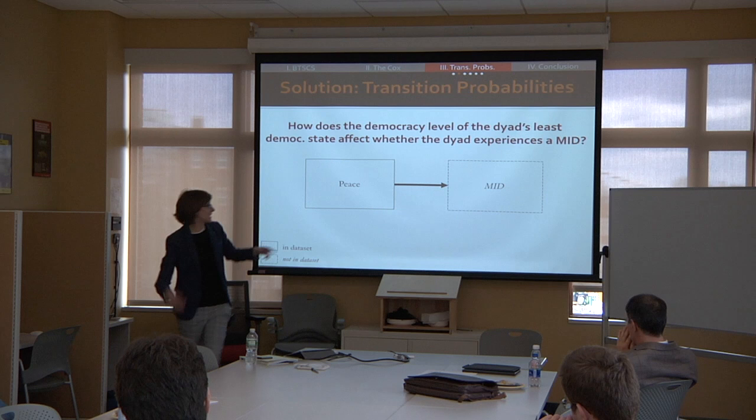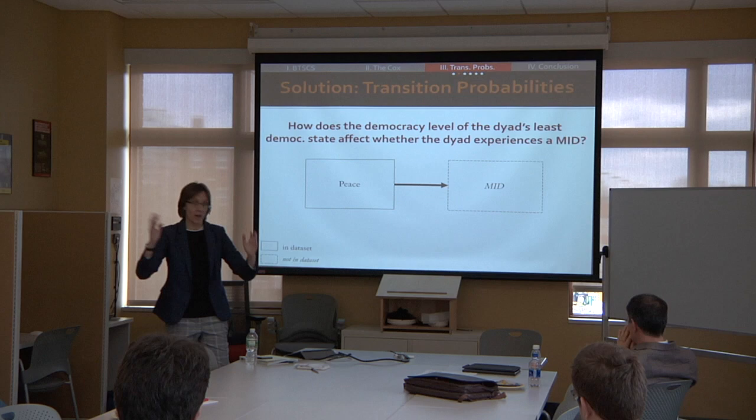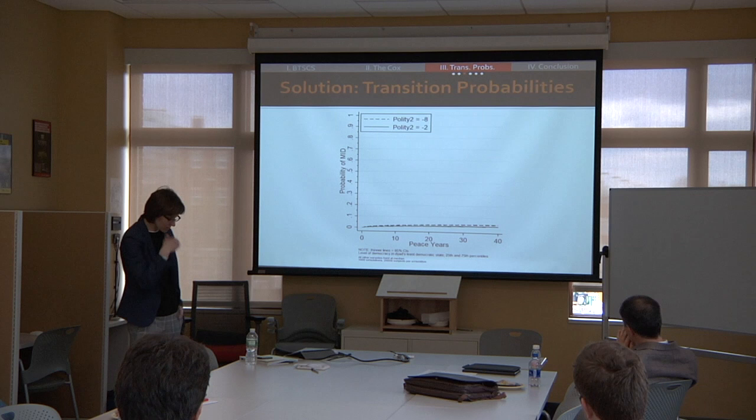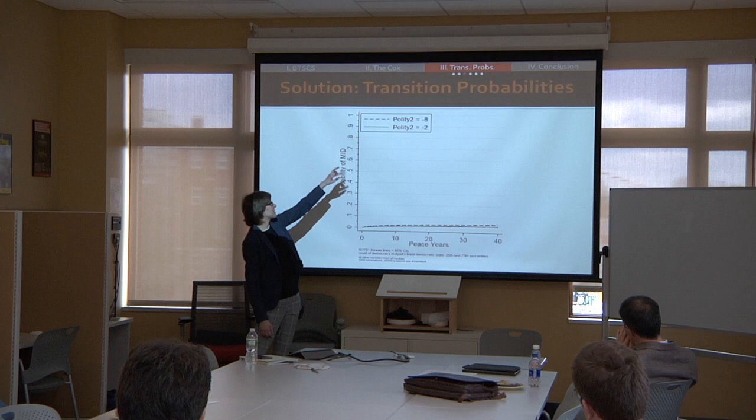So the point is, we know they're in a MID, but again, we don't tell the regression this. So from the regression's perspective, these states just go away. Pairs of states go away. So we did this with a Cox model, a very vanilla Cox model. We ran the transition probabilities, and this is what we get. We set all of the covariates to their median and then varied the 75th and 25th percentile for the least democratic state in the dyad.